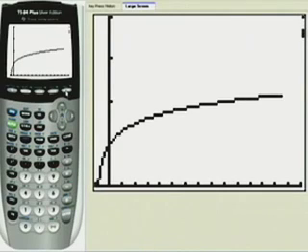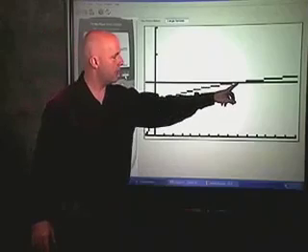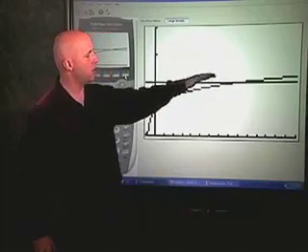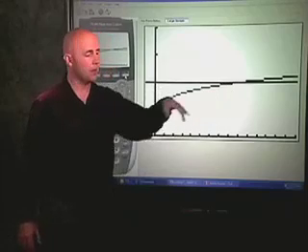So here we have the graph of y1. And we get the graph of y2 coming across. You can clearly see that they cross here. And we know the log is going to keep increasing, so they won't cross again. So there's only one intersection point. We need that x coordinate there.